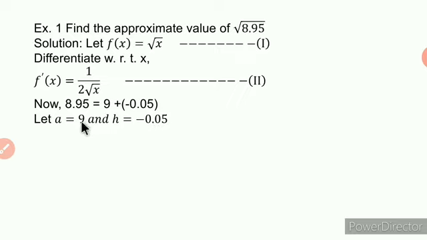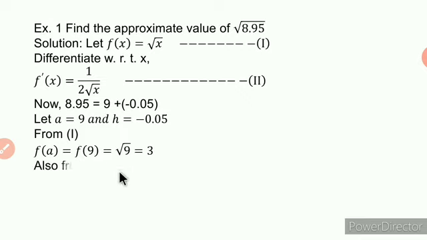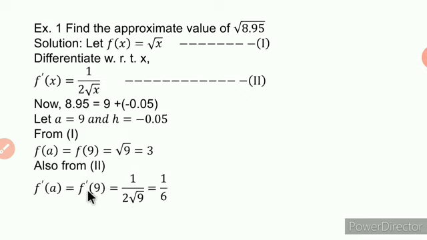So for this a is equal to 9, from equations 1 and 2 we find f of a and f dash of a. So first from 1, f of a is equal to f of 9, it is equal to square root 9, which is equal to 3. Also from 2 we get f dash of a is equal to f dash of 9, it is equal to 1 upon 2 times square root 9. Now square root 9 is 3. So in the denominator we get 2 into 3, it is equal to 1 upon 6. Now we get both the values f of a and f dash of a.